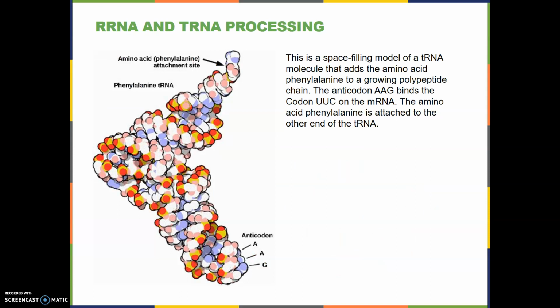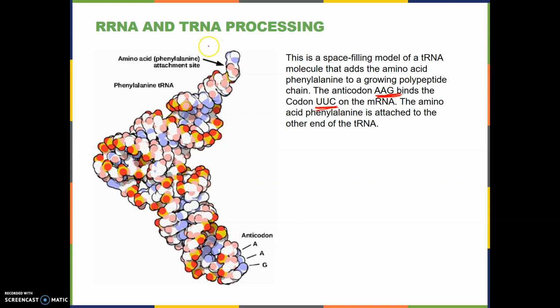And this is a space-filling model of a transfer RNA molecule that adds the amino acid phenylalanine to a growing polypeptide chain. It contains the anticodon AAG, which is going to be complementary to the codon on the messenger RNA, UUC. And then the amino acid phenylalanine is attached to the other end.